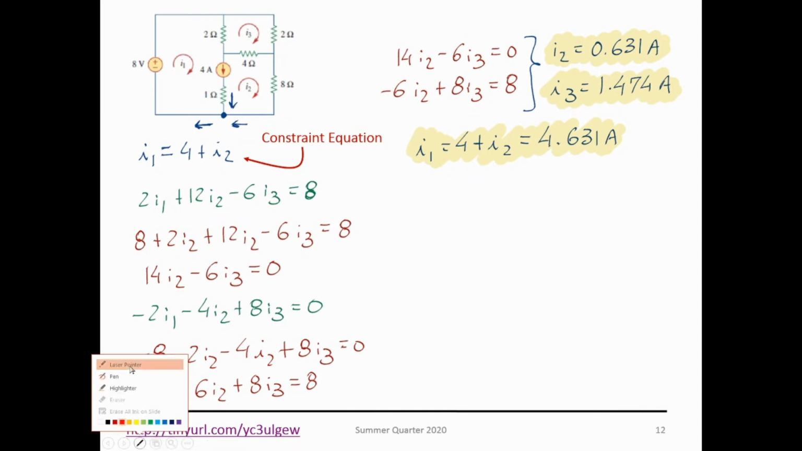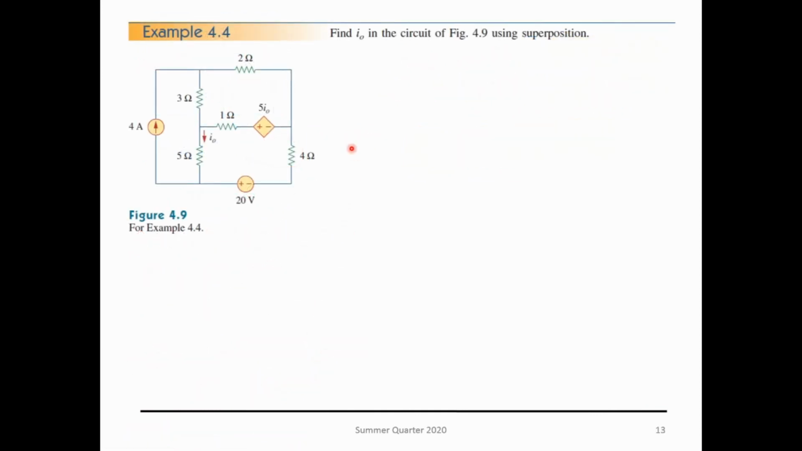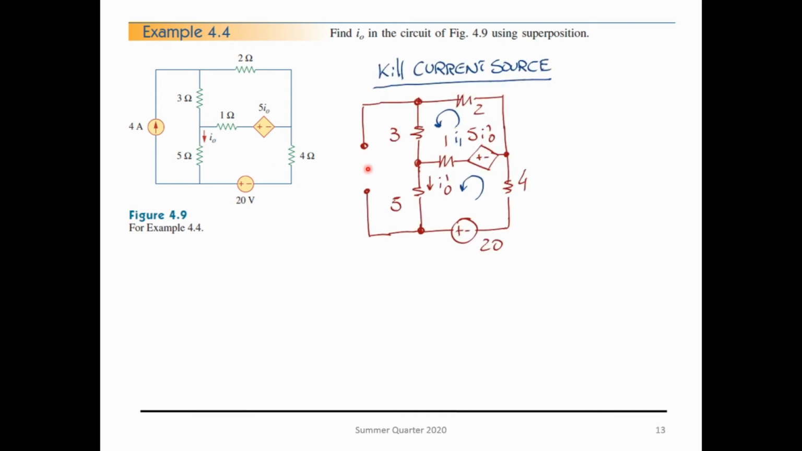All right, let's go over the superposition now. Superposition tells you that if you have a linear circuit, in order to find the total voltage or current that we want, we can eliminate each source individually, find that value, then add those values at the end. So the first thing I'm going to do is kill my current source, so it's going to be an open circuit, and identify here two mesh loops.